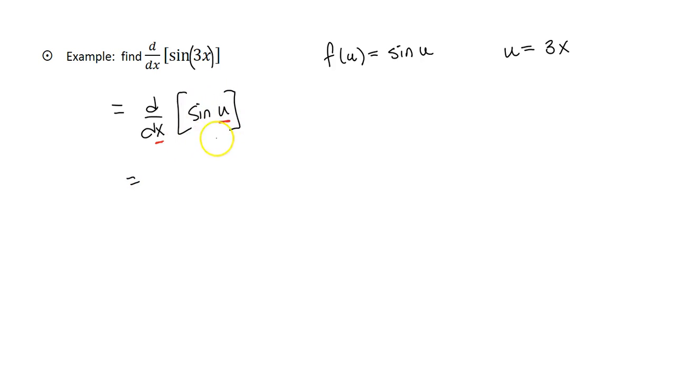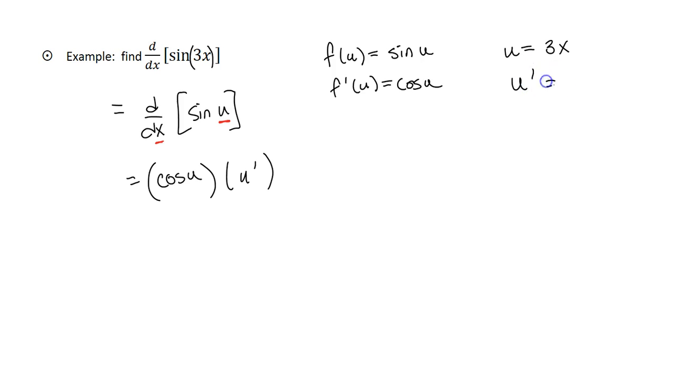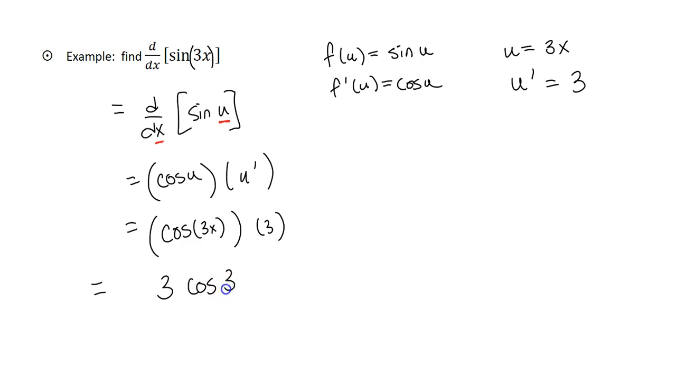So this is going to be the derivative of sine of u, which is cosine of u. So f prime of u would be cosine of u, times the derivative of u, or u prime, and u prime is 3. So this is cosine of 3x times 3, or 3 cosine of 3x, and that is my answer.